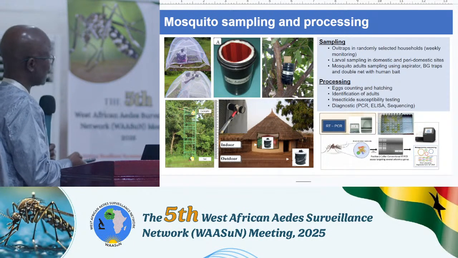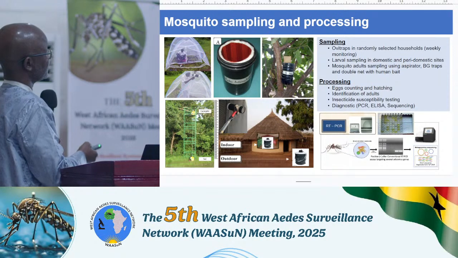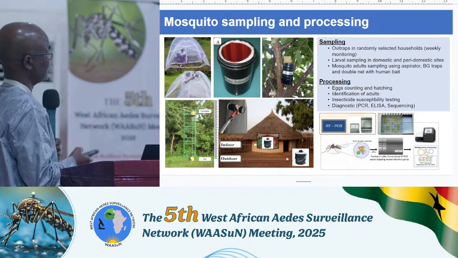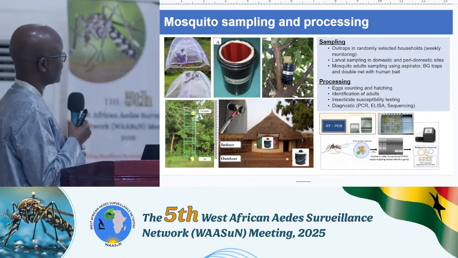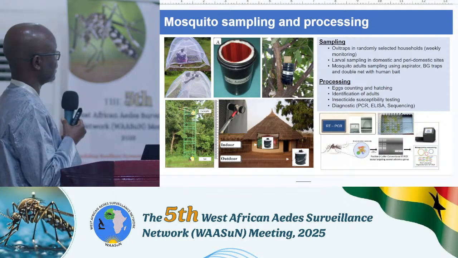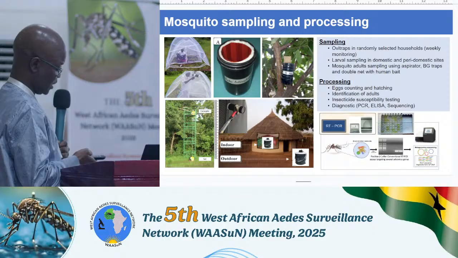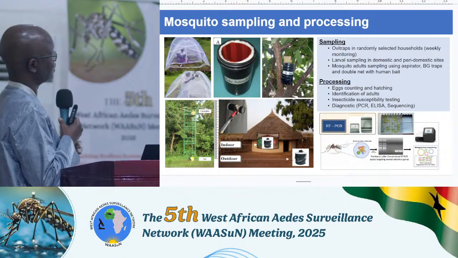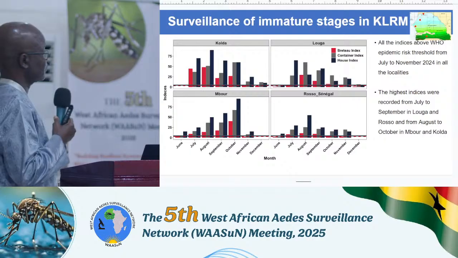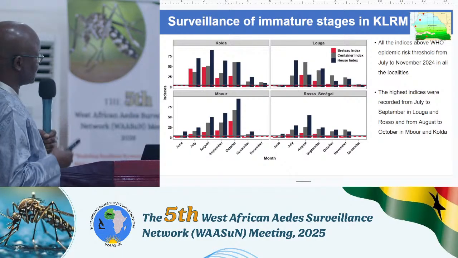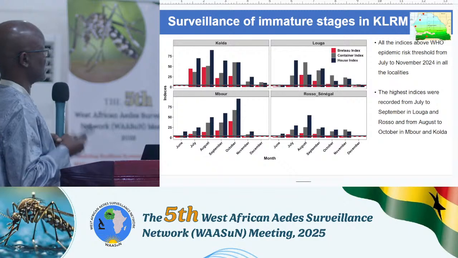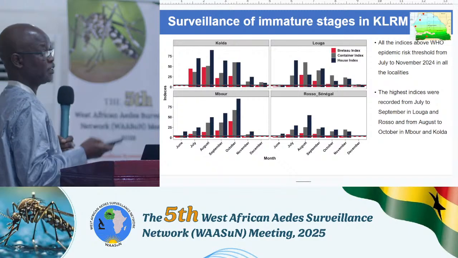And in the 4 sites that were investigated within the CDC project, when we estimate the Breteau, container and house indexes, we see that during the rainy season, all these indexes were above the risk estimation threshold set by the WHO, meaning that the risk of transmission is higher during the rainy season.